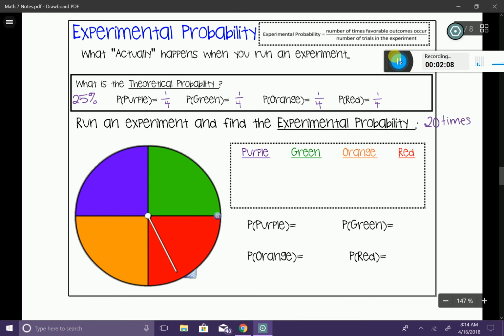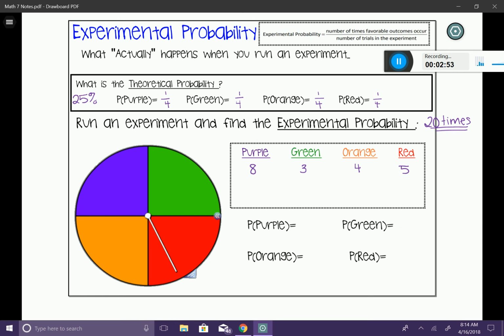And we're actually going to do this in class, but for right now, since I can't do that on this software program, let's just pretend. And let's go ahead and say that the spinner, once we spun it, we kept a tally of when it landed on purple, green, red, and orange. And let's say that it landed on purple 8 times. Let's go ahead and say that once we spun that spinner, out of the 20 times, it landed on the green only 3 times. And then it landed on the orange, let's say 4 times. And let's go ahead and say that it landed on red 5 times.